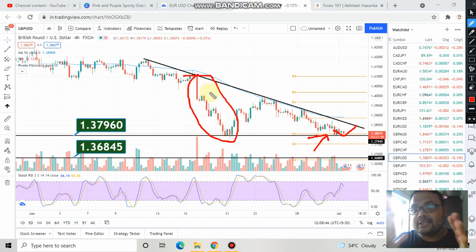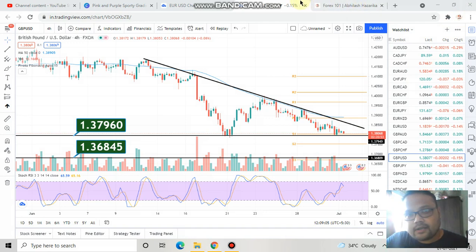Therefore, just try to imagine the importance of this support level. Market is standing at this support level, but still the bulls do not have the strength. Bulls do not have the power to take the price upward. As a result, market is just lingering around.